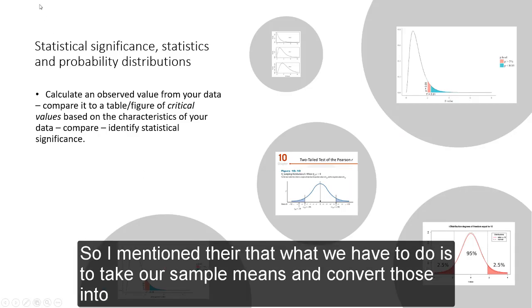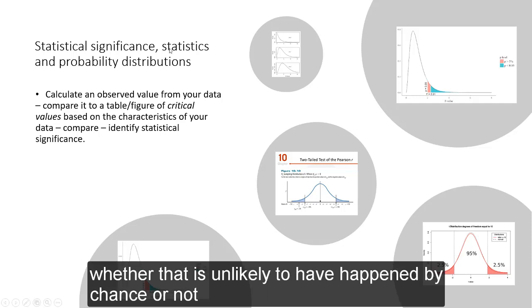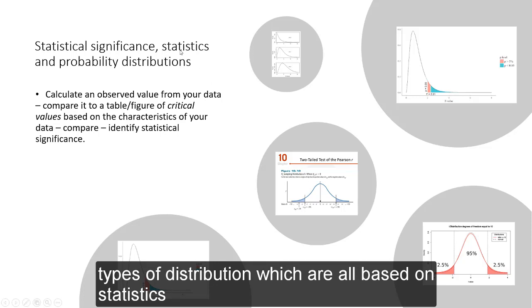So I mentioned there that what we have to do is take our sample means and convert those into a statistic, and then we can look at whether that is unlikely to have happened by chance or not. So essentially we've looked at the normal distribution, but there are lots of other different types of distribution which are all based on statistics.